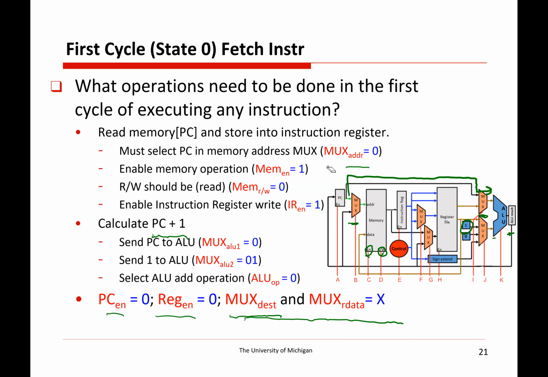Any questions on why I need to set any of these values to be whatever I've set them here? And again, as a reminder, X just means you could set it to a 1 or a 0, whatever's easiest. It's going to work either way.